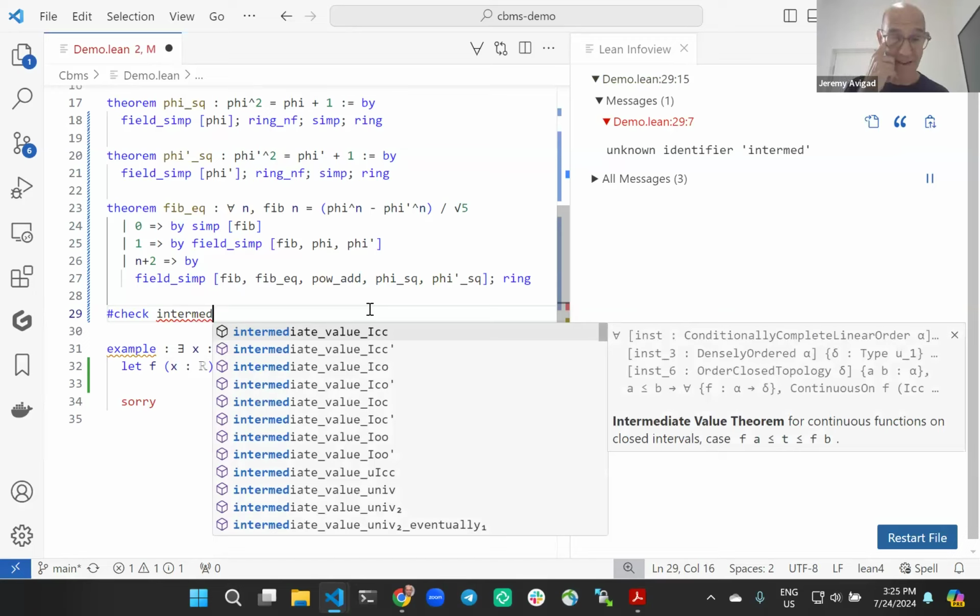But now we get this kind of embarrassment of riches. There are all these variations on the intermediate value theorem, which is a little bit overwhelming. The ICC one, you need to know that there are Lean conventions. This stands for the closed interval. So I is for interval, C is closed both endpoints. And if you look on the right here, you see there's documentation. It says this is the intermediate value theorem for continuous functions.